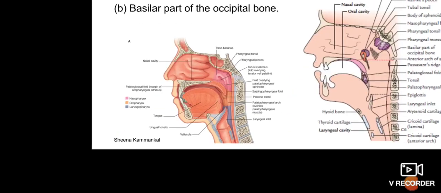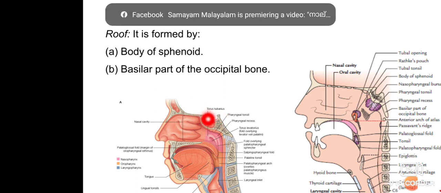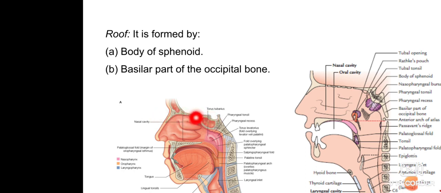While seeing the roof of the nasopharynx, you can see the body of the sphenoid, which is a skull bone. Then the basilar part of the occipital bone. This is the hard palate. This is the body of the sphenoid, which has a cavity inside. That's the sphenoidal air sinus. And the continuation of this forms a sloped area, and this is the basilar part of the occipital bone. So this is the roof of the nasopharynx. Here comes the nasopharynx, and this is the roof. The roof is formed by the body of the sphenoid and the basilar part of the occipital bone.